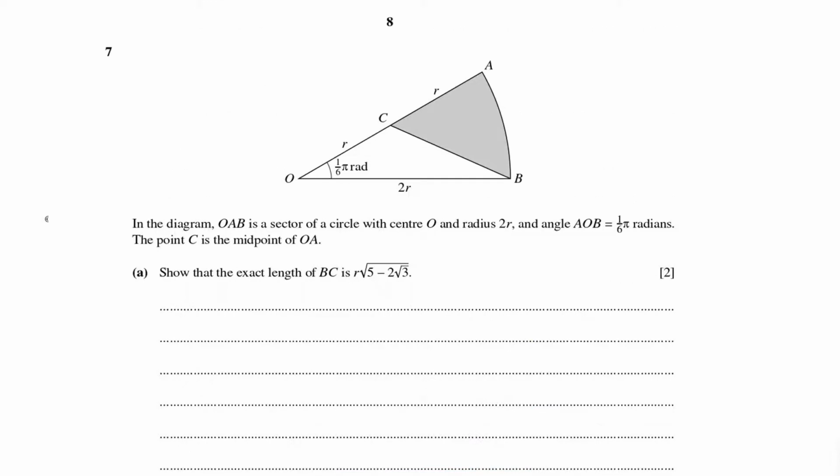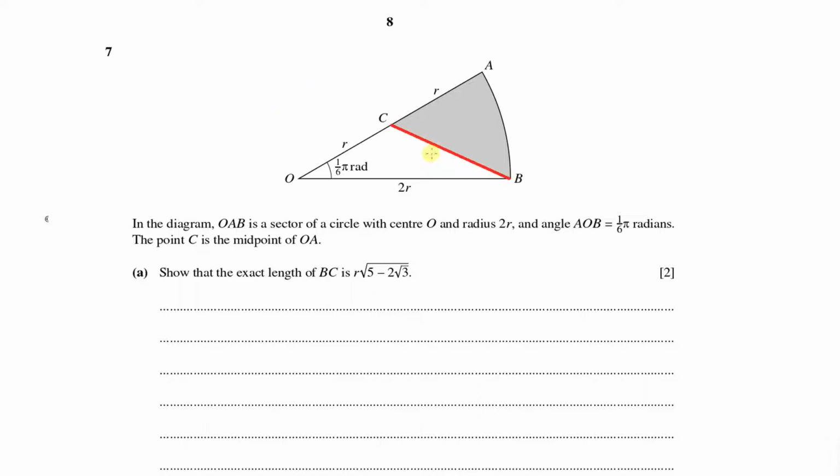Question number 7. In the diagram, OAB is a sector of a circle with center O and radius 2r, and angle AOB is a 6th pi radians. The point C is the midpoint of OA. So on part A, show that the exact length of BC is r root 5 minus 2 root 3. So here we want to look for the length of BC, and BC is this line here.